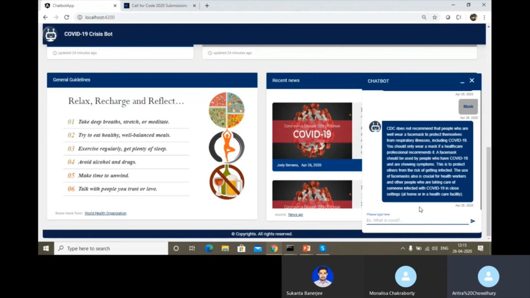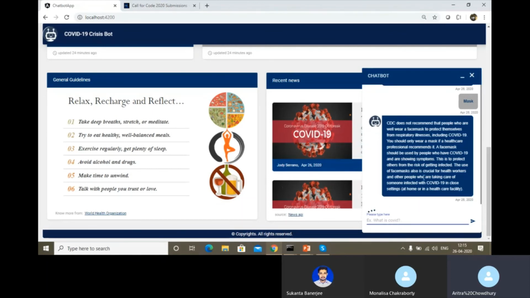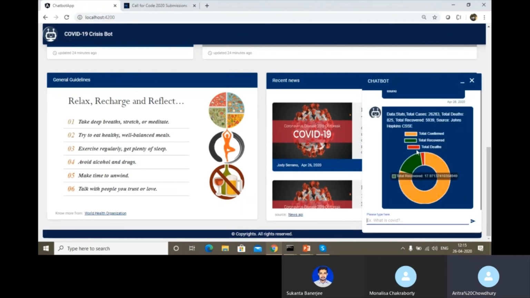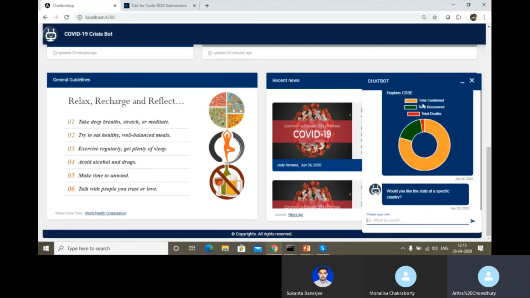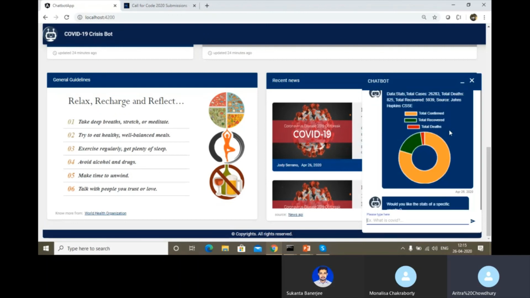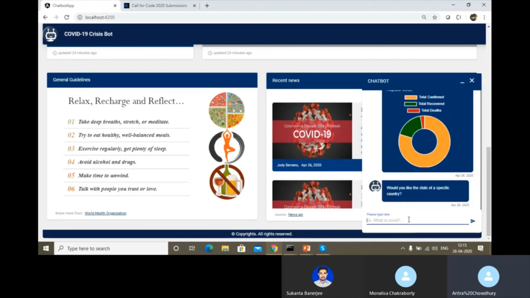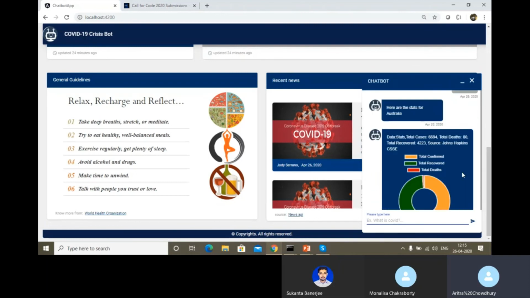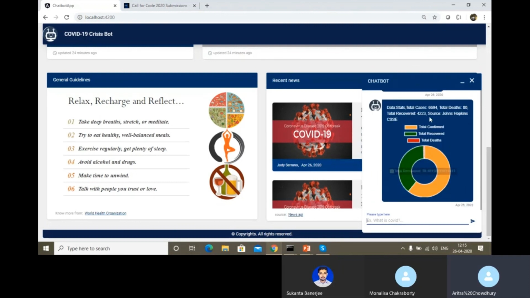I will go directly to the next part of the solution, that is showing the statistics about different countries. So new cases in India. It provides me in a graphical format the new cases in India, the total confirmed cases, the total recovered cases and more. And it asks me directly for another country. Let me try for Australia and see if things are coming up. Yes, this is the number of cases that you can see coming up with the graphical representation.